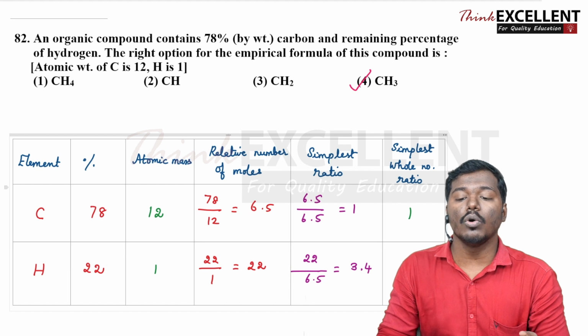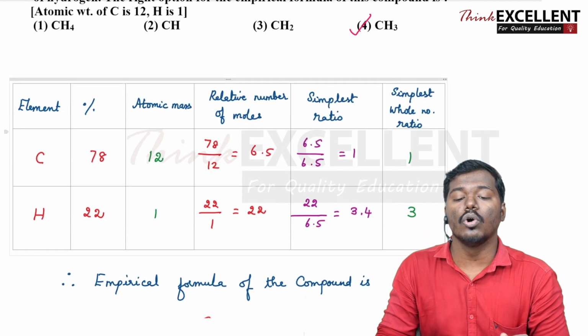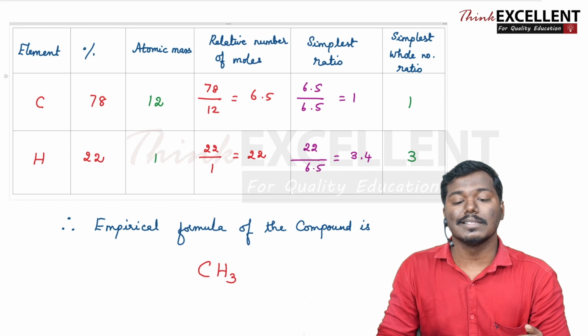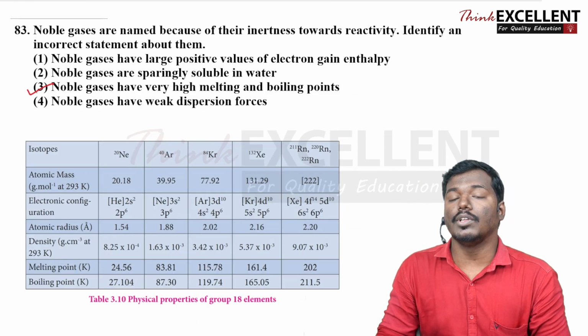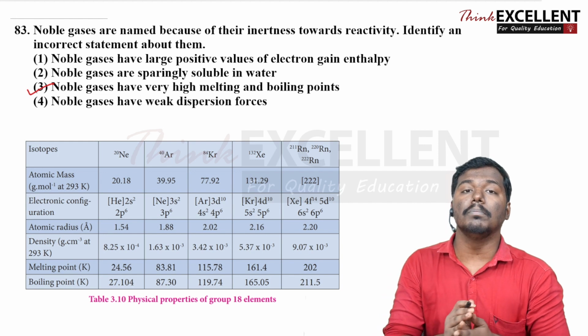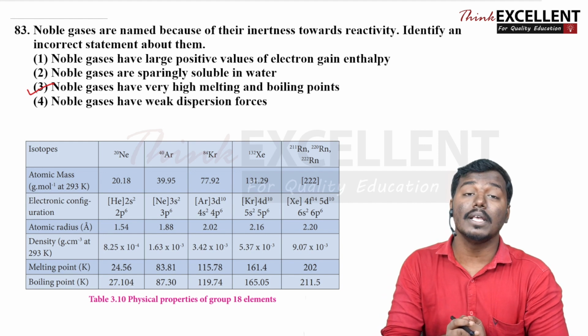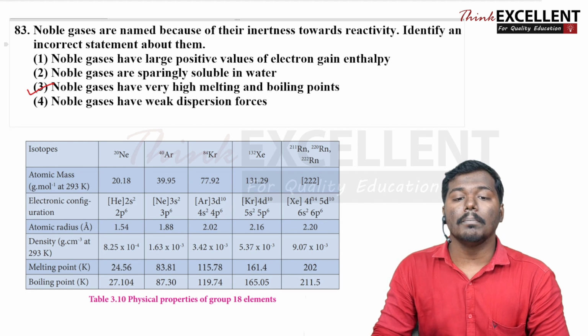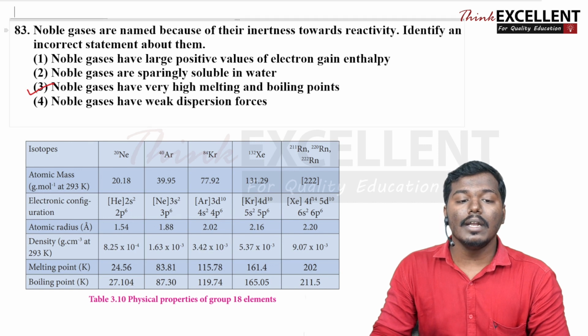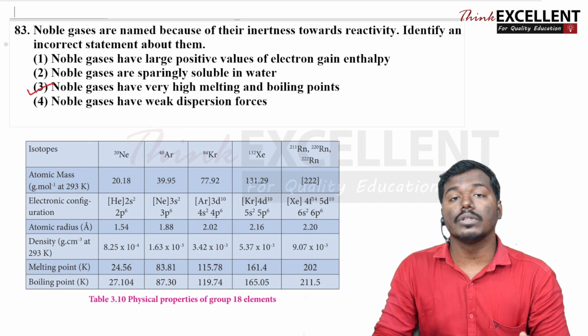So carbon ku 1 varum, hydrogen ku 3 varum, so you'll get the empirical formula as CH3. Okay, so next we are going to question number 83. We can see that a simple question based on the P block, based on the noble gases. So noble gases are named because of their inertness towards reactivity. Identify the incorrect statement about them அப்படினு கேட்டிருக்காங்க.